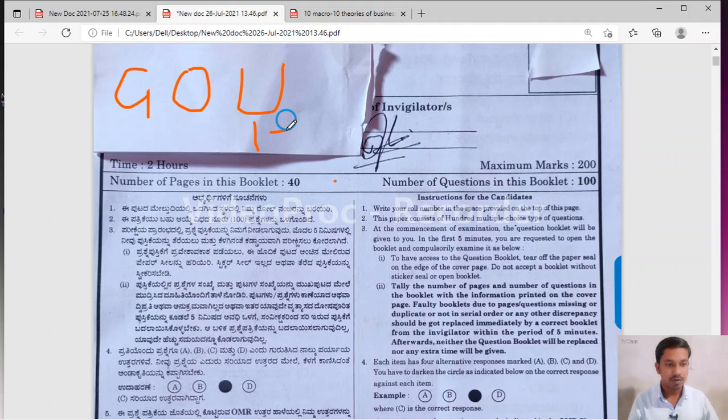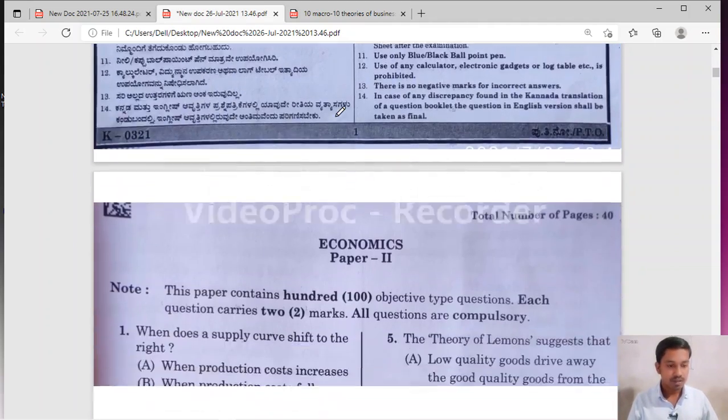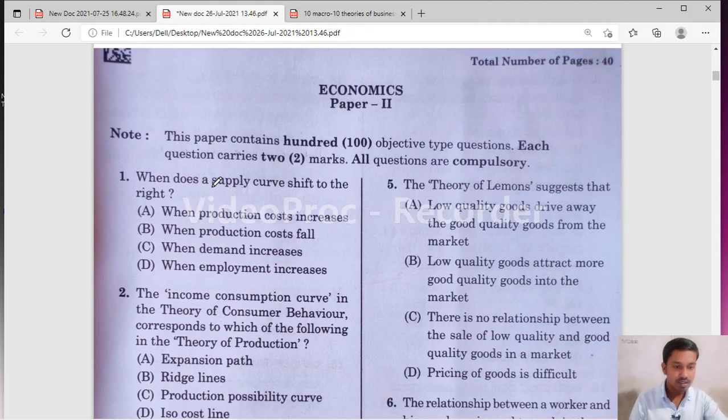Friends, in this video we are going to solve 1 to 50 questions of economics of KSET 2021. So let us start. Friends, here the first question is, when does the supply curve shift to the right?